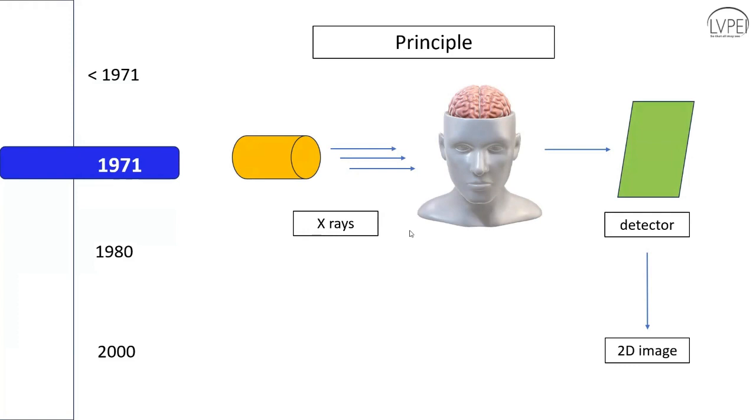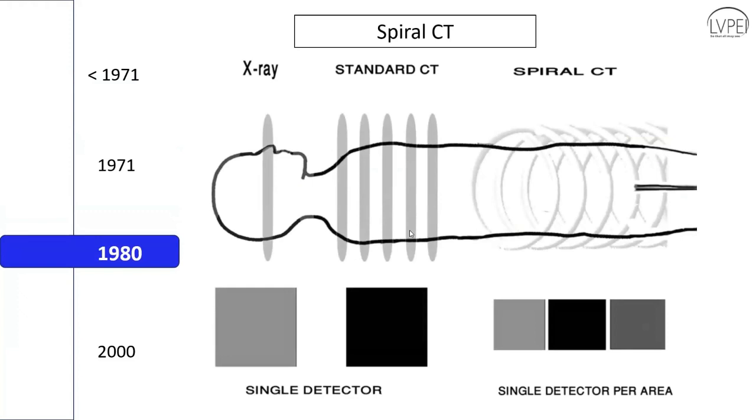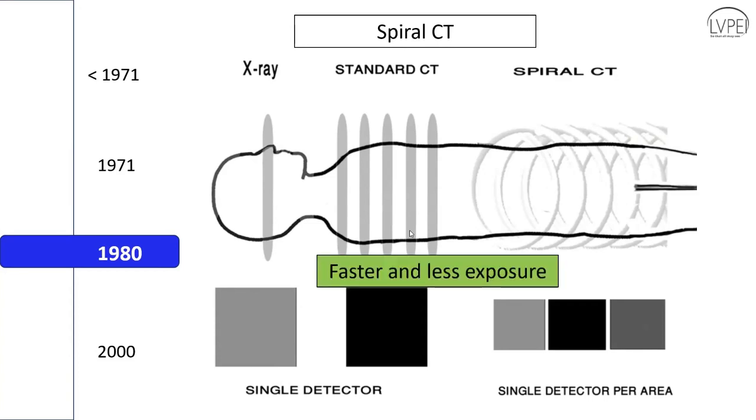Earlier, CT scans acquired images sequentially, one single image at a time, which was very time consuming and patients were subjected to more exposure. In 1980 came the spiral CT, which acquired data in a continuous fashion. The X-ray tube rotates in one direction around the patient in a helical manner, while the table on which the patient is lying is moved only in one direction. This dramatically reduced the scanning time and exposure, but would take only one slice per area.